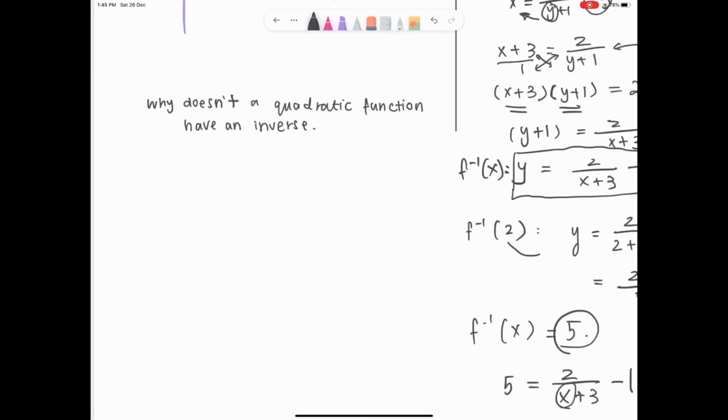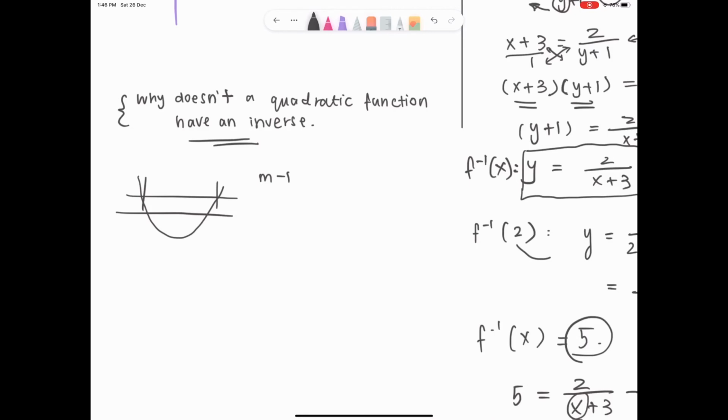Before we end, I'm going to go through quite a niche topic, but it will get tested sometimes. That question is, why doesn't a quadratic function have an inverse? Let's draw it out first. Let's draw a quadratic graph. It's basically a many-to-one function. For one y value, there will be 2 x values, and that just doesn't work some of the time. If you try to reflect it over the line y equals x, it will intersect itself sometimes.